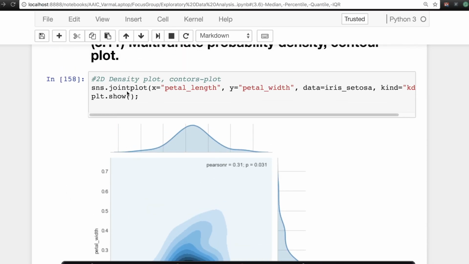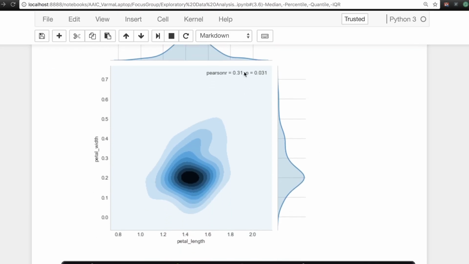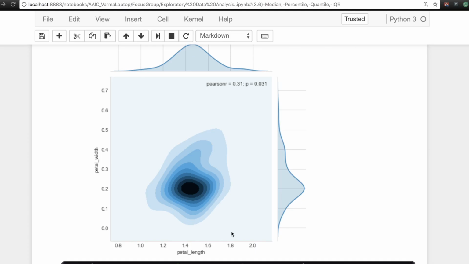I just say Seaborn joint plot. I say on x-axis put petal length, y-axis put petal width, and I'm taking only iris setosa data here, right? And what I'll do here is as follows. Let me explain this plot for you. It's a slightly more complicated idea than what we've seen till now, but once you get it, it's beautiful.